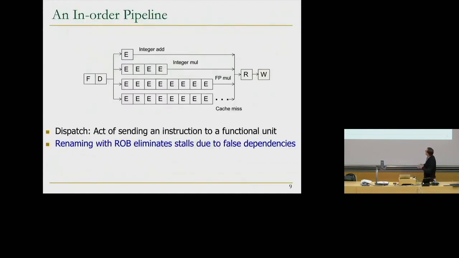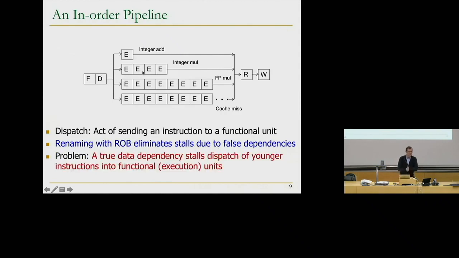So we're still in order in the sense that if there's a true data dependency over here, we're not going to dispatch this instruction. Dispatch means the act of sending an instruction to a functional unit. It needs to wait. But renaming with reorder buffer eliminates stalls due to false dependencies. So if you have false dependencies, you can still keep going. But the problem is that a true data dependency stalls the dispatch of younger instructions.